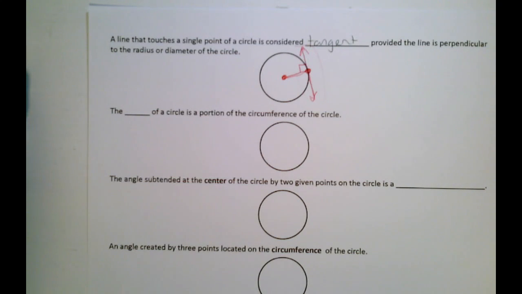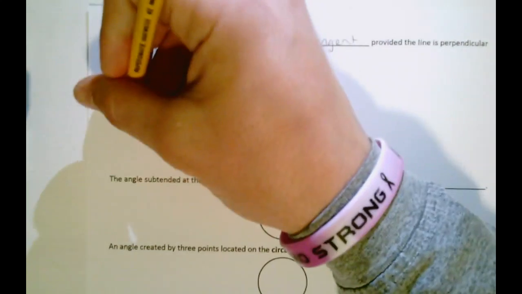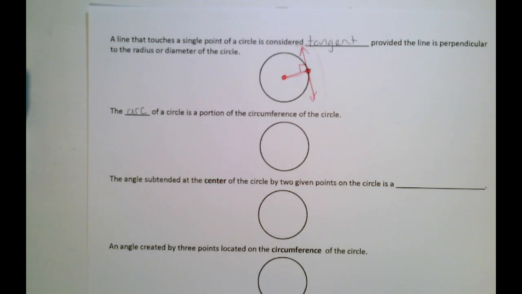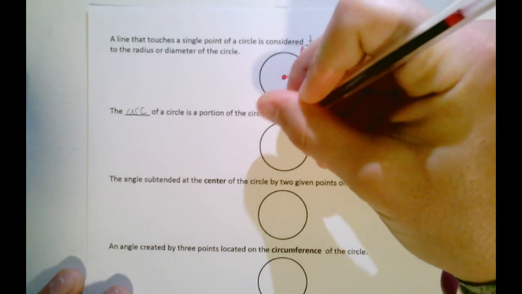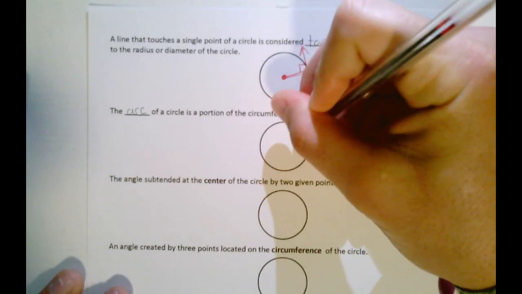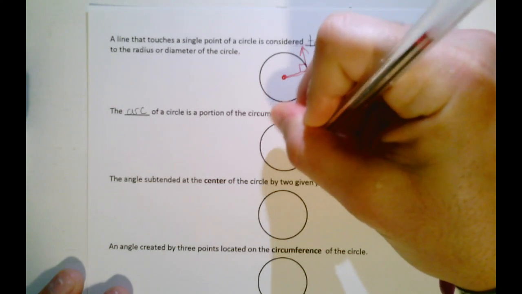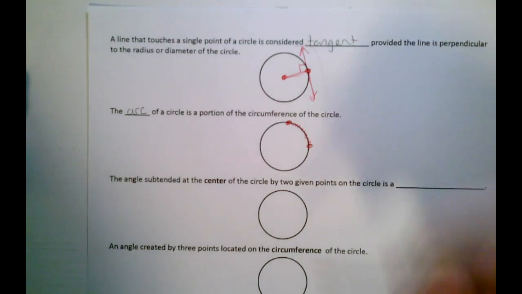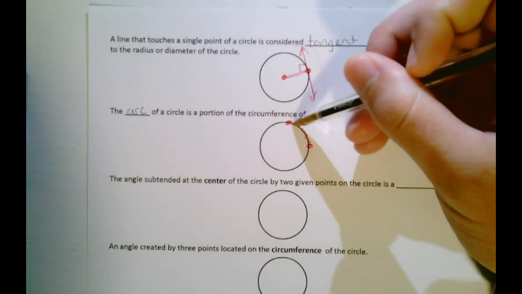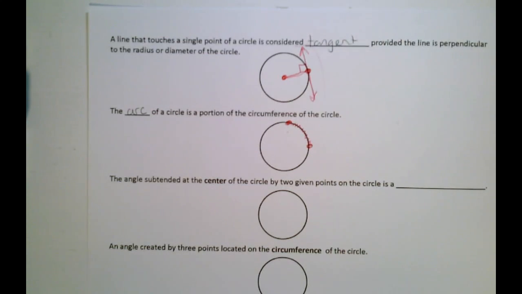So the blank of a circle is a portion of the circumference of the circle. That's going to be an arc. So instead of looking at the entire circumference of the circle, if I looked at a portion, like let's say from here until here, this portion right here would be considered an arc. We can use key features of that to measure it.